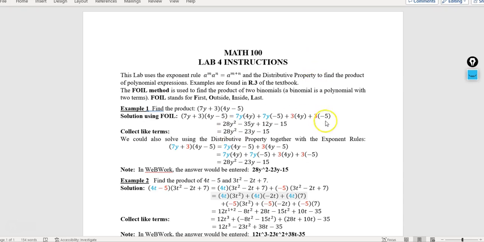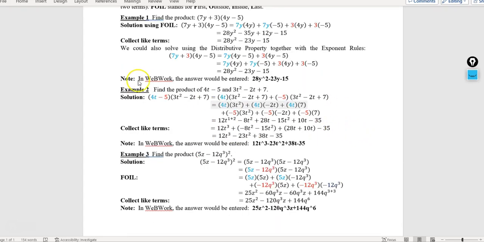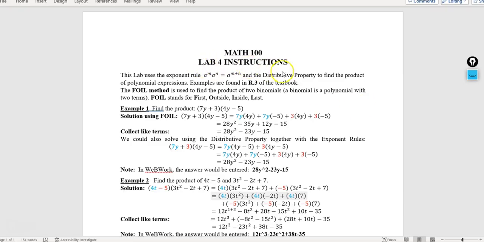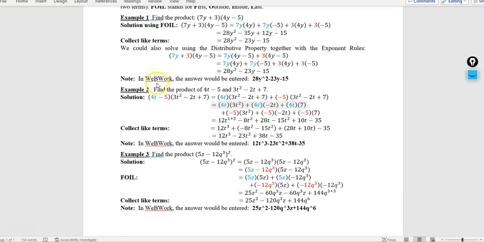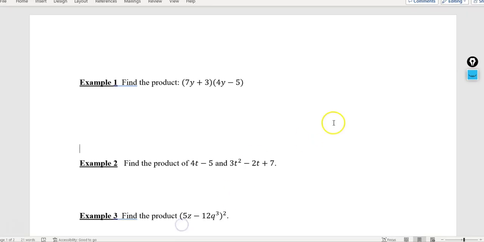I've even color-coded them for you. And then at the very end, you'll see in WebWork how you would type that answer in. And also on the previous lab, I might not have shown you how to type it in, but it's there in the lab instructions. So let's just look at the examples that we have here from our lab instructions. All the steps are available to you in Canvas.